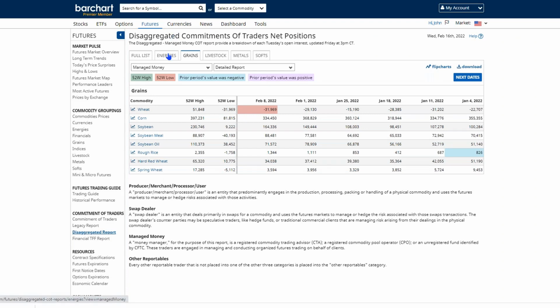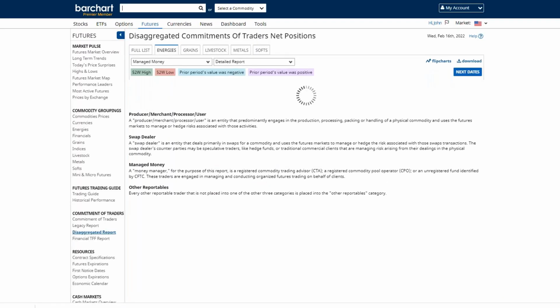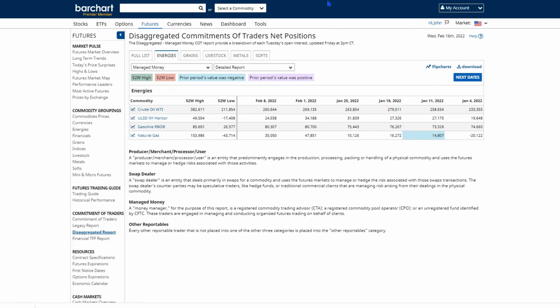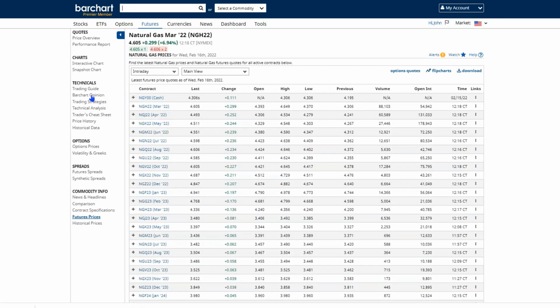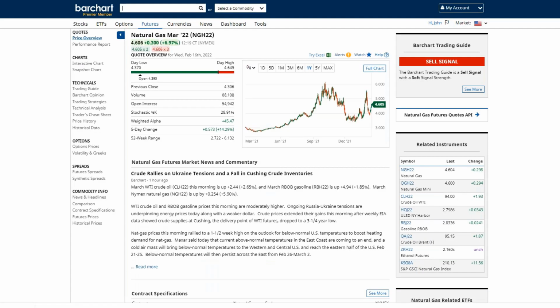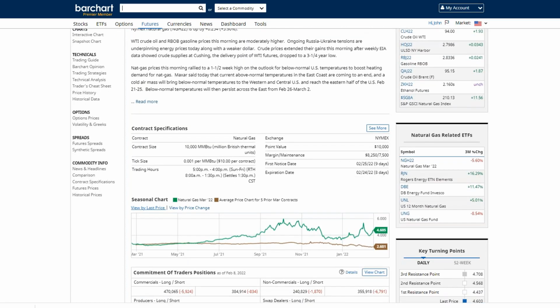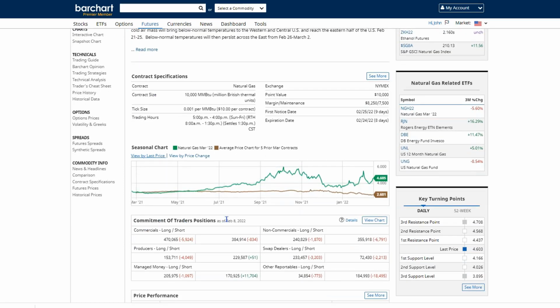So let me go to energies, and I want to go to natural gas because there's a couple of cool things going on in natural gas. So first of all, let me pull that up. Let me go to the chart here first. So when you're on an individual contract specific market, you don't have to go through the commitment of traders page. If you scroll down here, you do see more of a summary report of our commitment of traders report, and you can go to the chart.